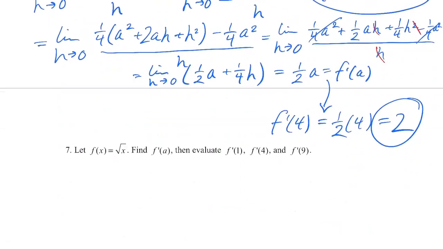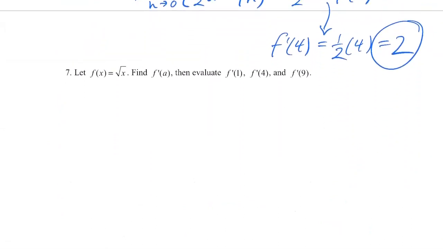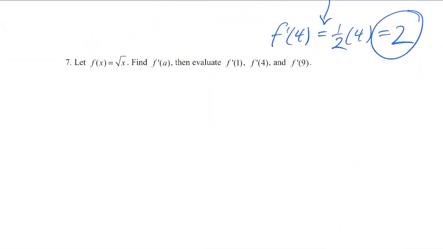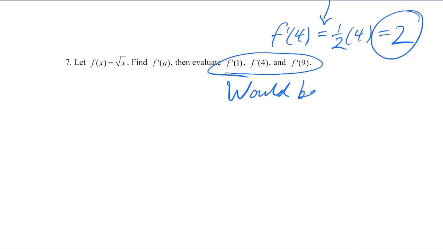Let's do it again. Let's use a different function. Let's use f of x equal to the square root of x. Find f prime of a, then evaluate f prime of 1, f prime of 4, f prime of 9. Now, these would have formerly been arduous. We would have had to do 3 separate calculations. Would be painful, but not if we first calculate f prime of a and then plug into that new function.